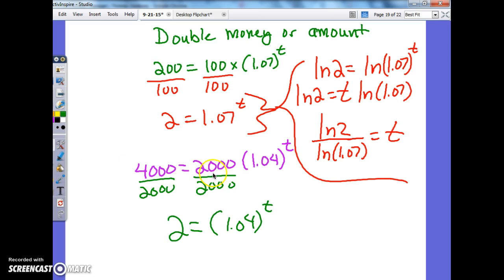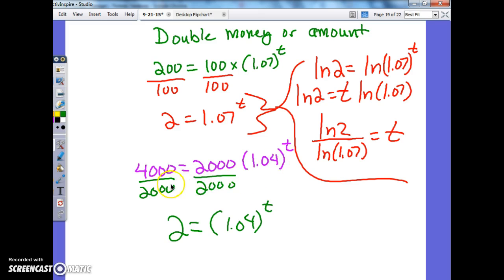All right. This time our amount's $2,000, and the rate's 4%, so 1.04. I want to see how long it takes to double my money. That's why I plug in 4,000. What's double 2,000? 4,000. So I'm solving for t.